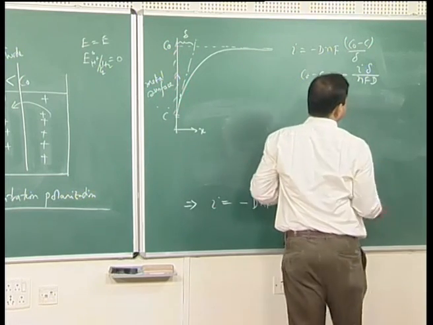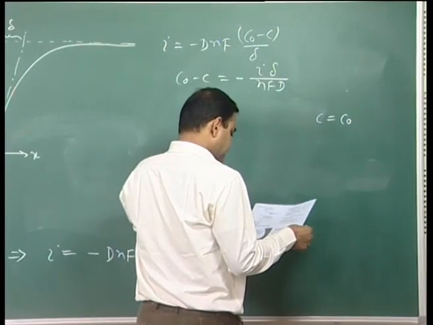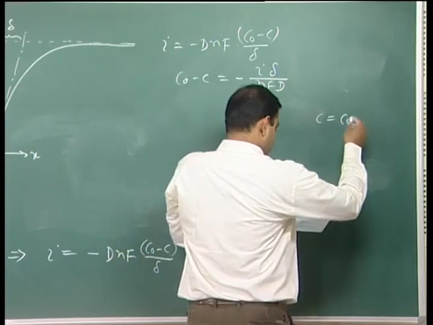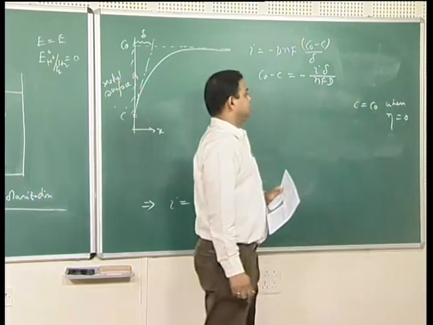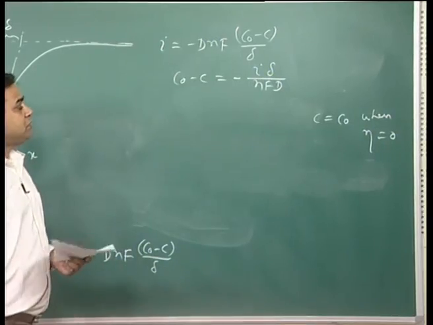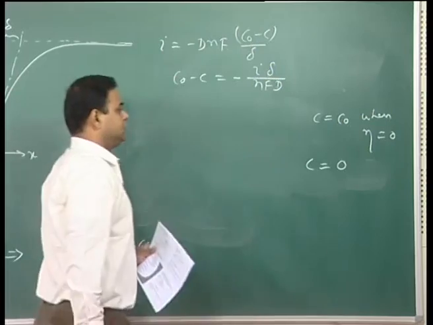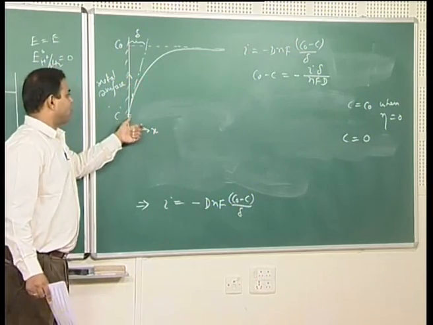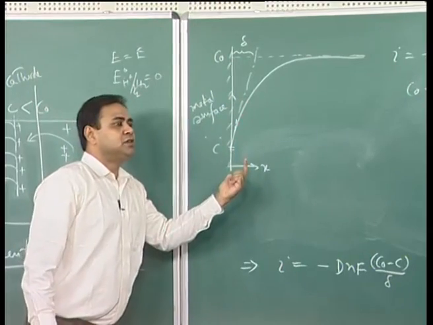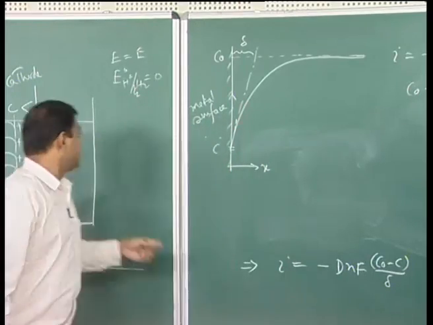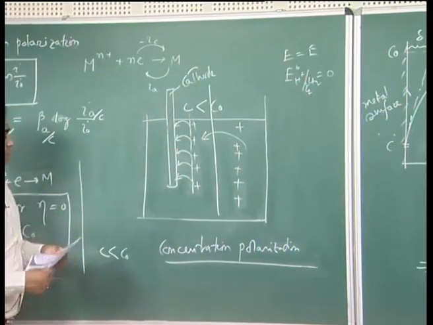Now, we have two situations. C equal to C0 when overvoltage is 0, or there is no current flow. Similarly, C would be 0 if whatever charge is coming from the bulk to this surface is basically going to deposit on this surface by charge transfer, by this equation.